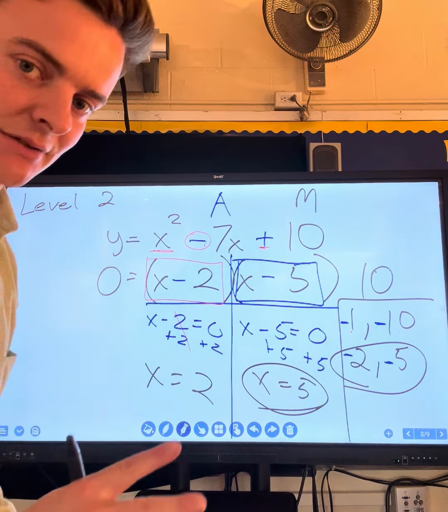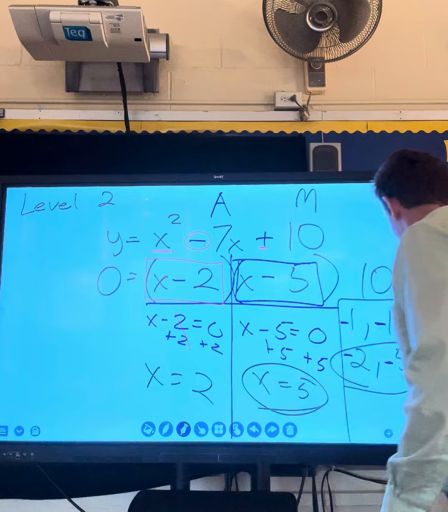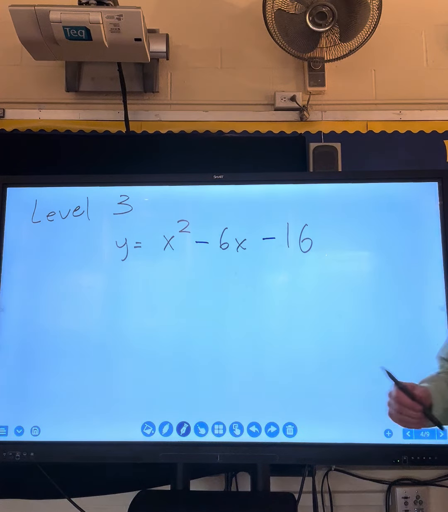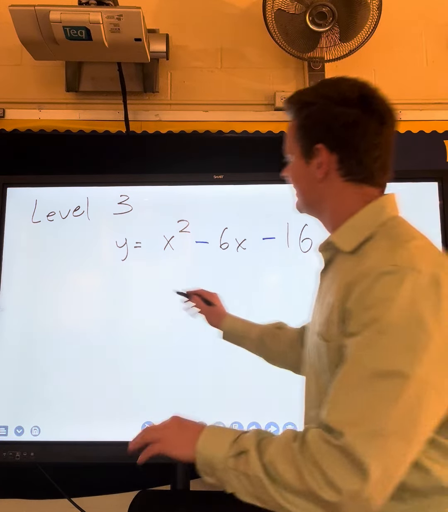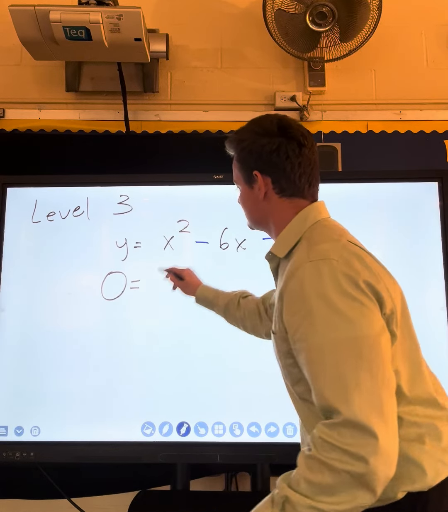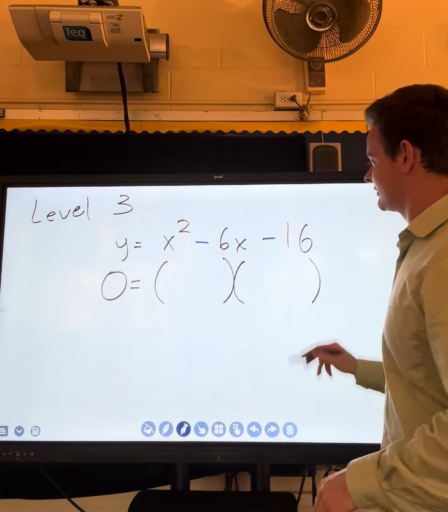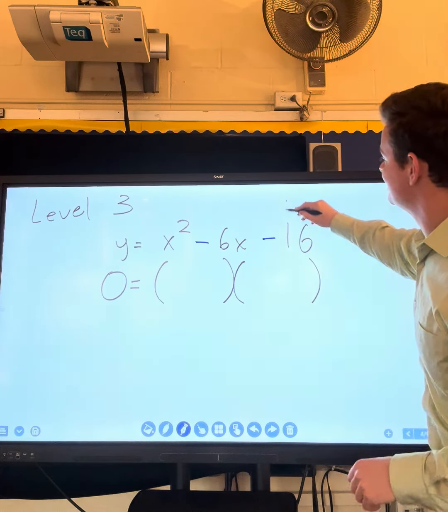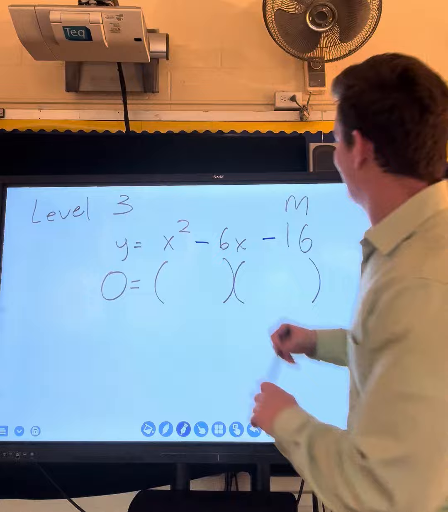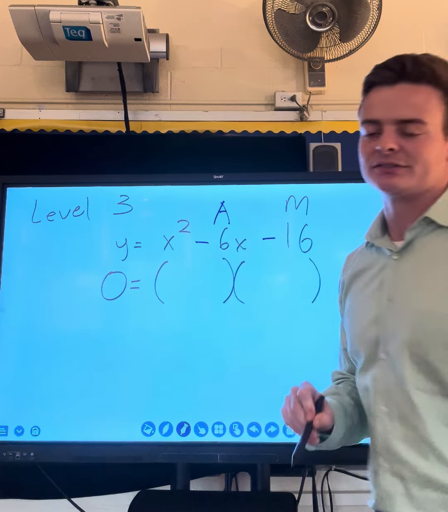Cool. That's level 2. I got one more level 2 for you. Same exact thing. Step 1, set equal to 0. I got to figure out what multiplies to a negative 16 and adds to a negative 6.